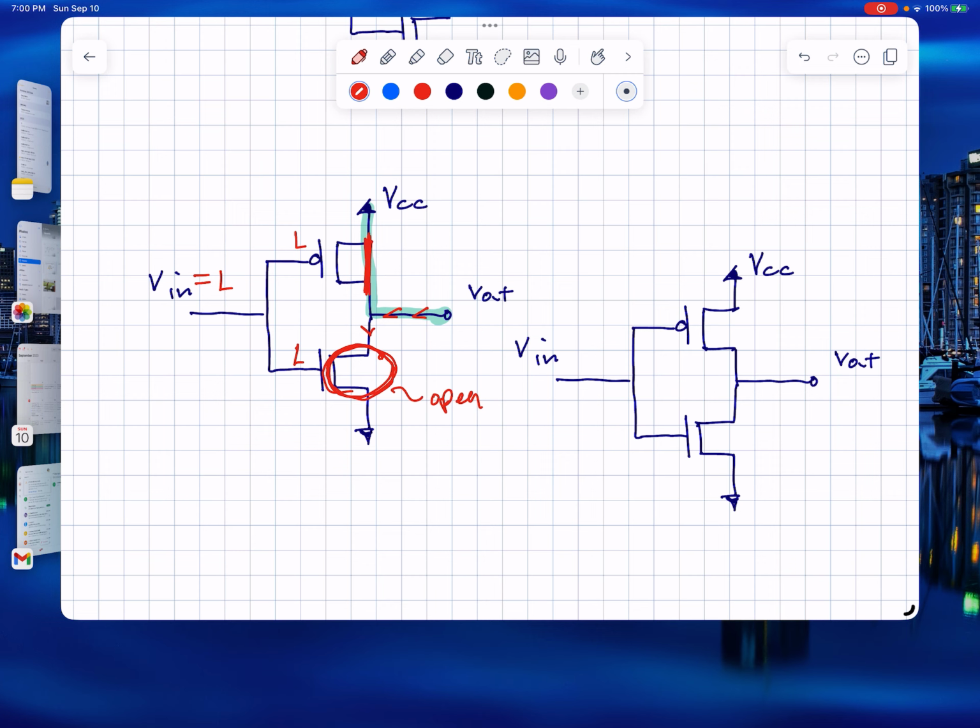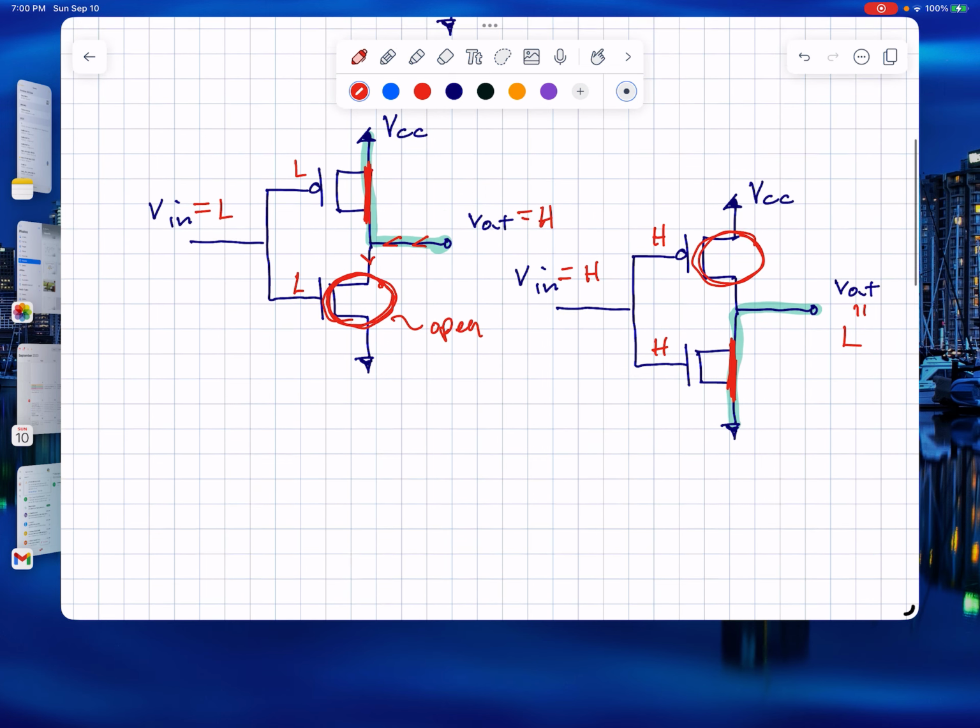The other possibility is I apply a high at the input. If there's a high here, there's a bubble, which means this is an open. If there's a high at this gate, it's n-channel, it's a short. I can identify the path. The path is from Vout to ground. So in this case, Vout is equal to low. In the previous case, it was connected up to the high voltage. So that's the first part.